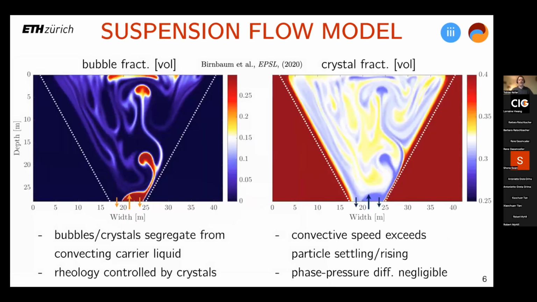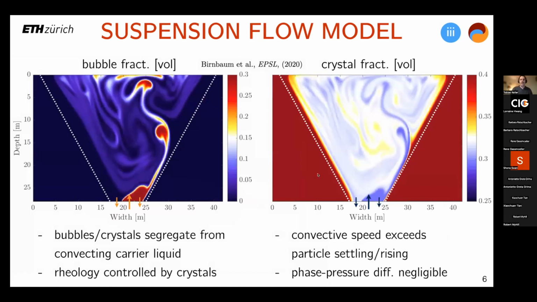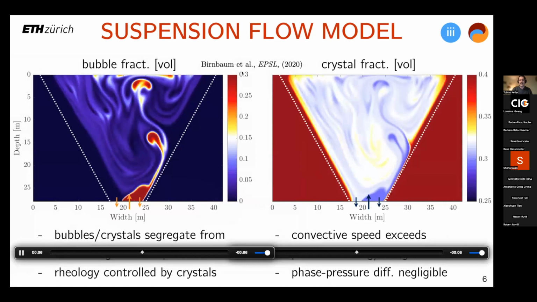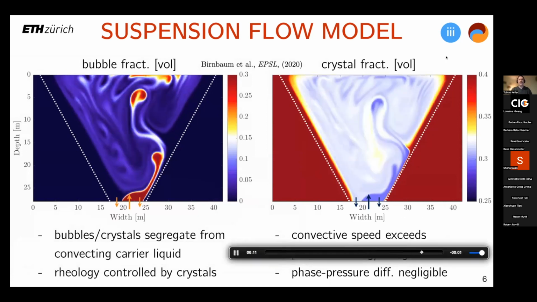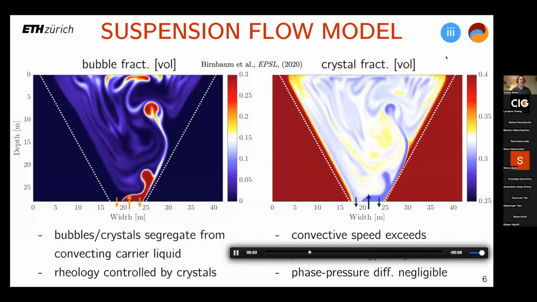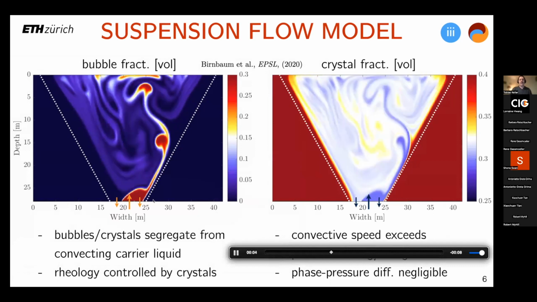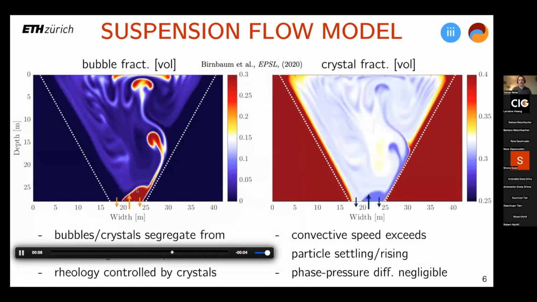Another example is of the opposite end member, suspension flow. This is from a study of a student who I worked with at Stanford, Janine Birnbaum, who was looking at lava flow convection on Mount Erebus in Antarctica. In this model, we had a steady influx of bubble-rich magma coming in the bottom of the lava lake.